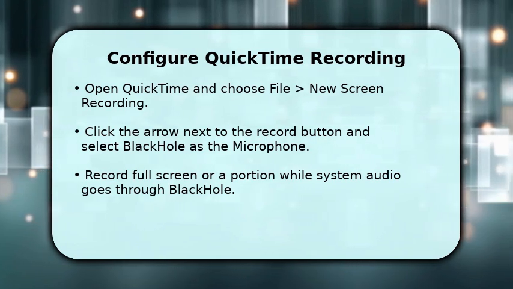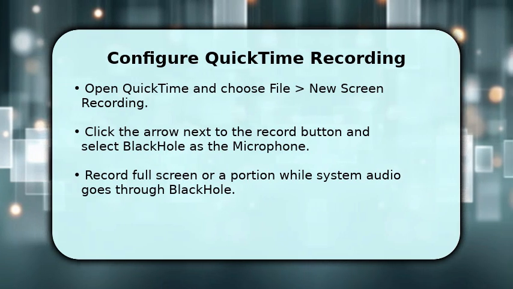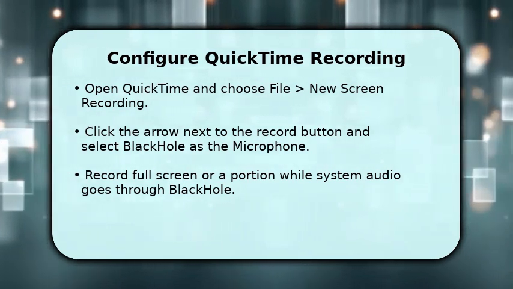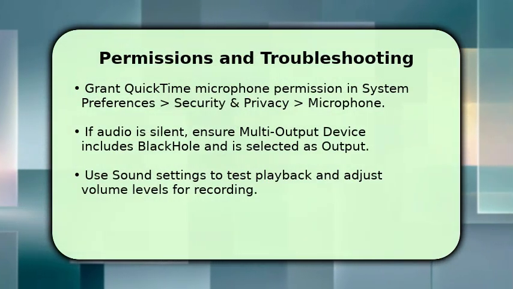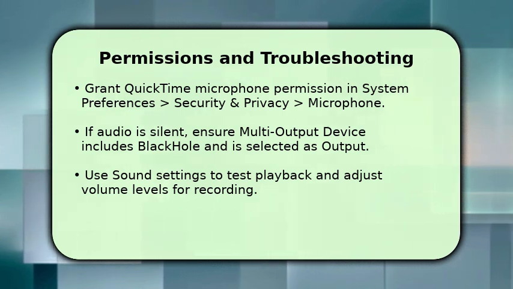Start recording and confirm you hear system audio captured in the file while still hearing it on your speakers or headphones. Finally, handle permissions and common problems before recording important audio. Open System Preferences and go to Security and Privacy, then Microphone, and enable QuickTime Player.